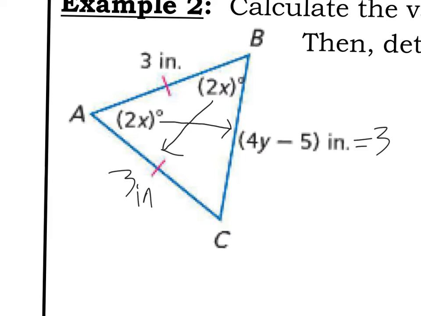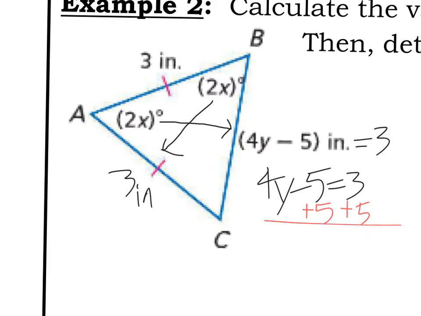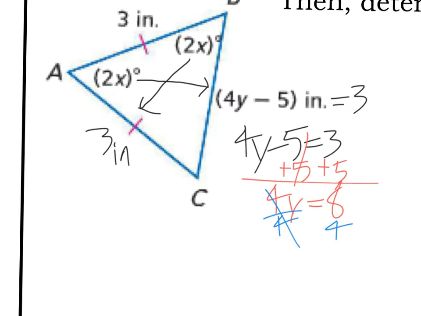So the first thing I'll do right now is I'll solve this for y. I'll do 4y minus 5 equals 3. So just add 5 over. 3 plus 5 is 8. What's 4y equal to? 8. So divide both sides by 4. 8 divided by 4 gives me 2. And then you can always check your work if you want. Plug 2 in. 4 times 2 is 8. 8 minus 5 is 3.